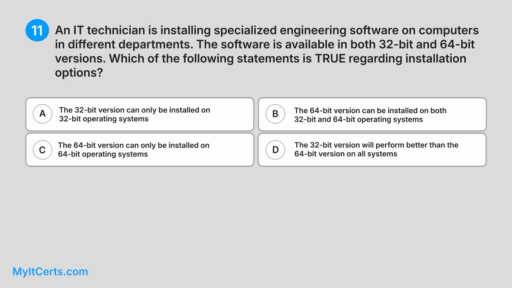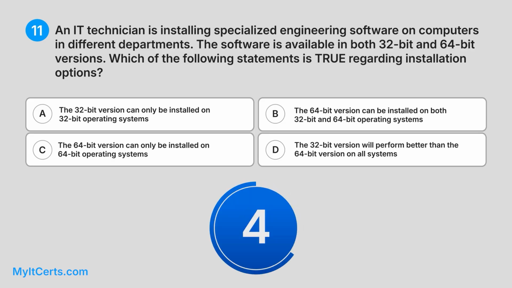A. The 32-bit version can only be installed on 32-bit operating systems. B. The 64-bit version can be installed on both 32-bit and 64-bit operating systems. C. The 64-bit version can only be installed on 64-bit operating systems. D. The 32-bit version will perform better than the 64-bit version on all systems. What do you think is the answer?